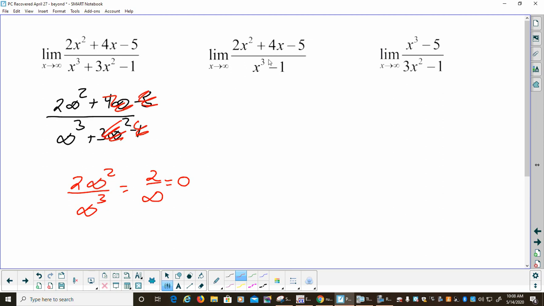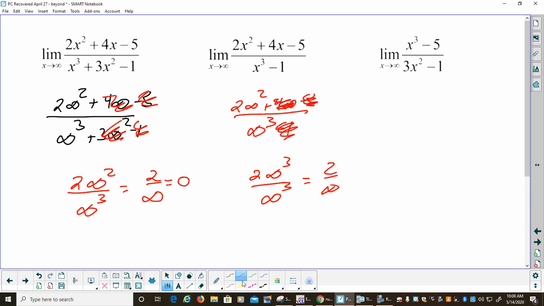Okay? Filling it in. 2 infinity squared plus 4 times infinity minus 5 over infinity cubed minus 1. This compared to that is tiny. This compared to this is tiny. This compared to that one is tiny. So you have 2 infinity squared over infinity cubed. Again, that's 2 over, whoops, I made a mistake, squared. Which again is 0.